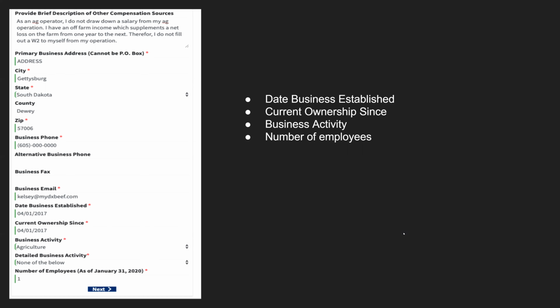Your current ownership would be when you assumed ownership of the business or you started the business. The business activity type is agriculture, and recognize that where it says detailed business activity, none of the below is the only option that you get to select. For number of employees, as an individual applicant, you are the sole proprietor, so that would consider you as one employee.